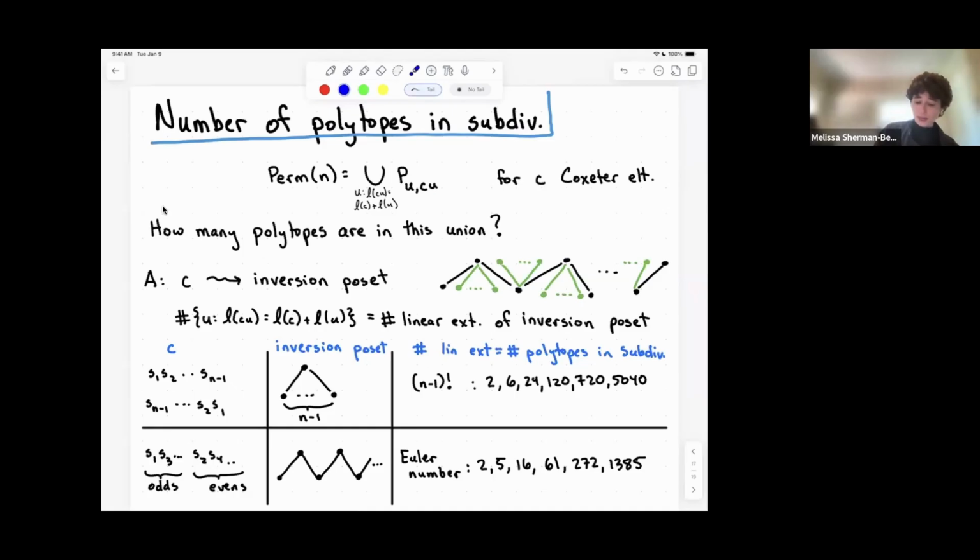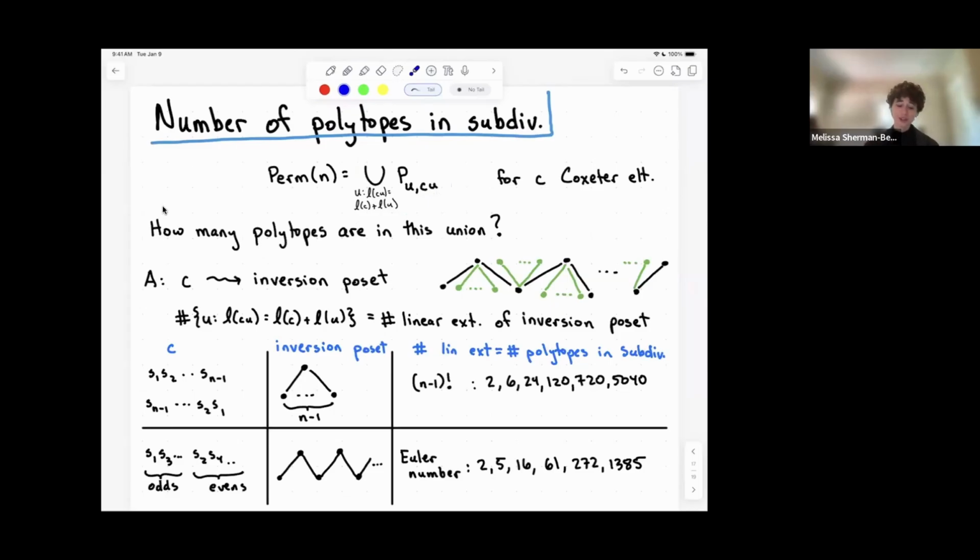So the question we're asking, we have that this is a subdivision of the permutahedron, and we want to know how many polytopes are actually in our union. How many pieces do we need? Okay, and the answer depends on C, right? Because we're asking how many permutations are there where C times U is length additive. It definitely depends on C.